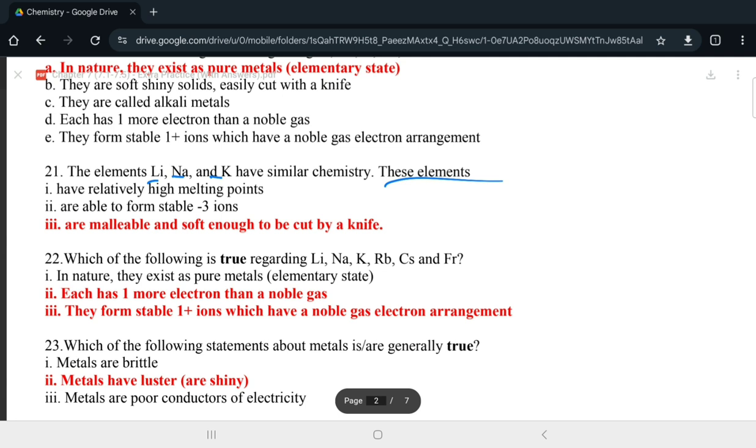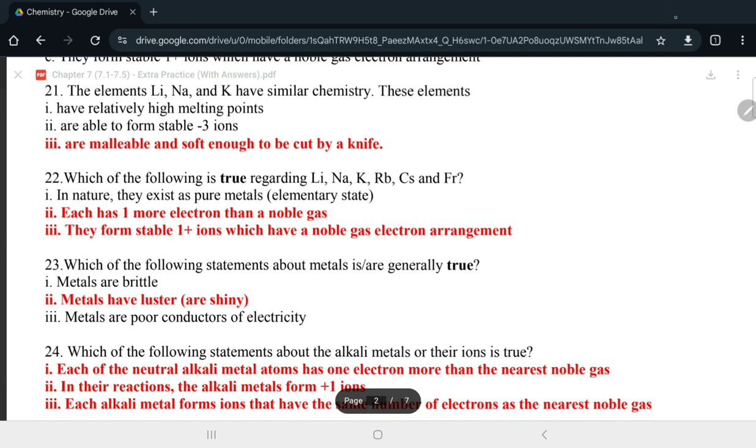They are able to form -3 ions. This is totally wrong. They form stable +1 ions, not even negative. The moment you say negative, wrong. The moment you see 3, wrong. They're way off. So it's +1 ions. And they are malleable and they can be cut by a knife.